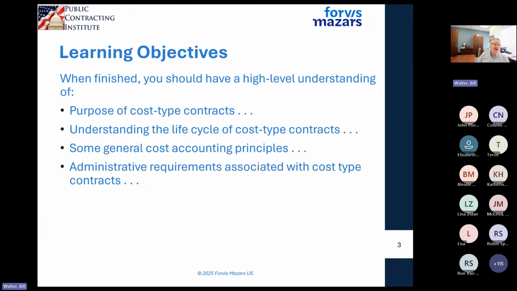So today, when we're finished, hopefully you'll have a pretty high level understanding of what the purpose of cost reimbursement contracts are. We'll bust a few myths, and give a little bit of understanding of the life cycle of cost type contracts. One of the things about cost type contracts is that administratively, they are a burden. So it takes a lot of time to be able to close these contracts out.